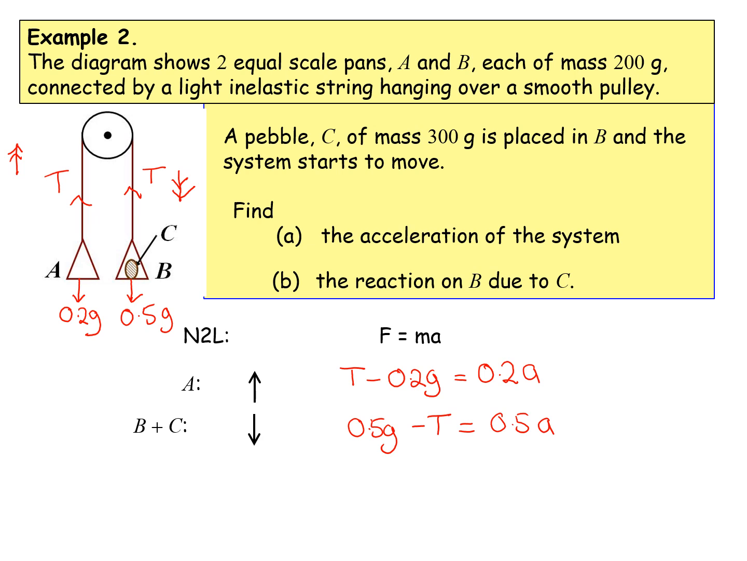I put T in first, so I need to put T in again first, so I have to put -1, then enter, and then minus 0.5, enter, and the 0.5g goes over the other side, that's another minus, so that's minus 0.5 times 9.8.